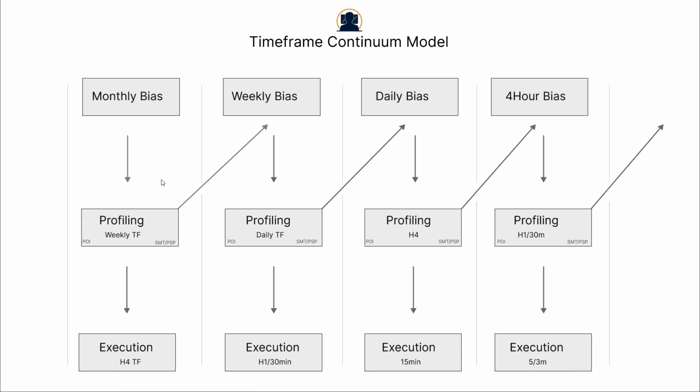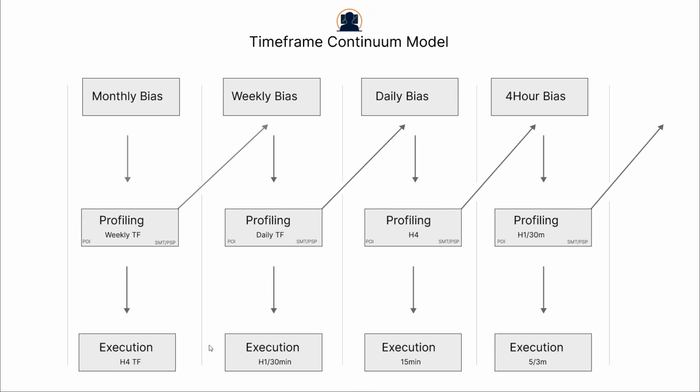So each one of these can present you another bias that you can use to profile, and it can also help you to execute without any doubt. So you can get your monthly bias, you profile it on the weekly time frame. The monthly profile will give you your weekly bias. Your weekly profile will give you your daily bias. Your daily profile will give you the 4-hour bias, and the 4-hour profile will give you your hourly bias. And you can also execute this on the 4-hour time frame.